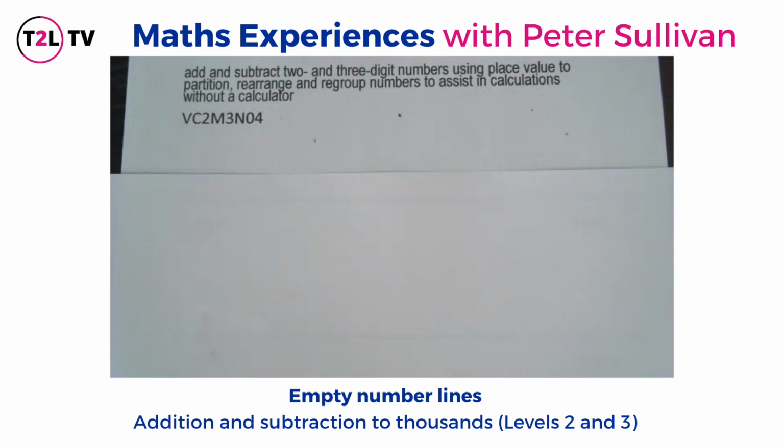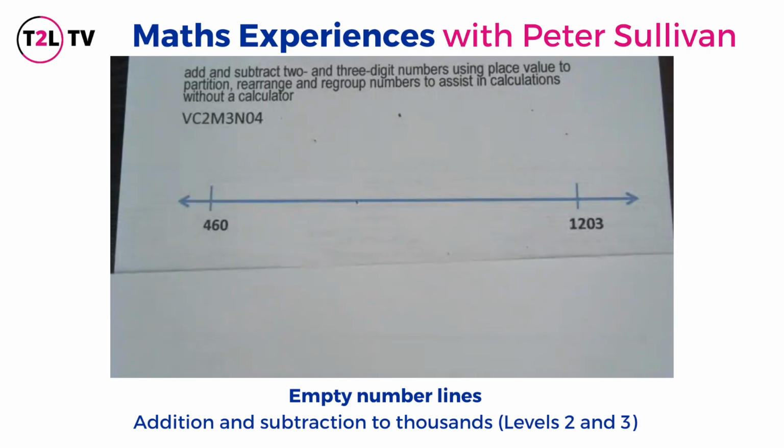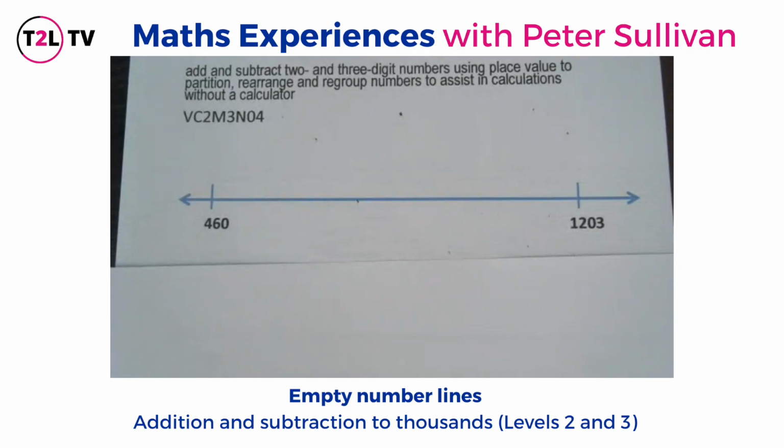Now, we can represent numbers on scaled number lines. This is actually talking about using an empty number line. So, for example, we might pose a question like, how can we go from 460 to 1203 in 4 jumps?